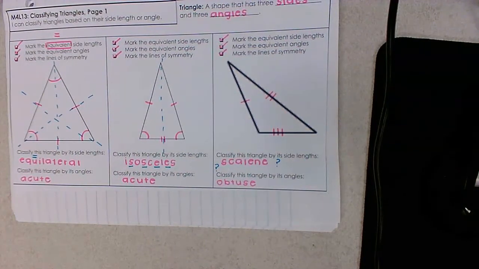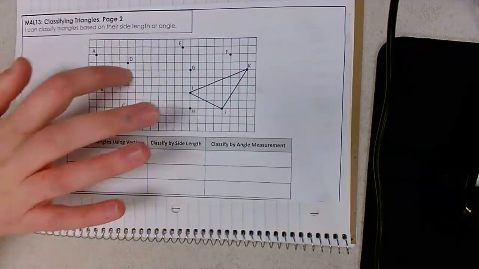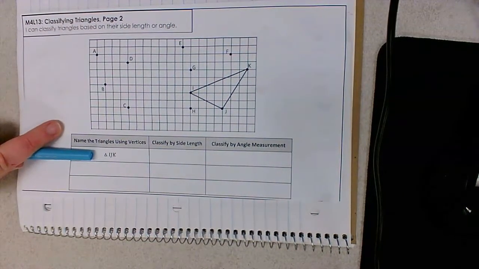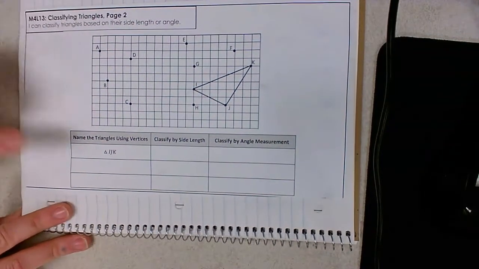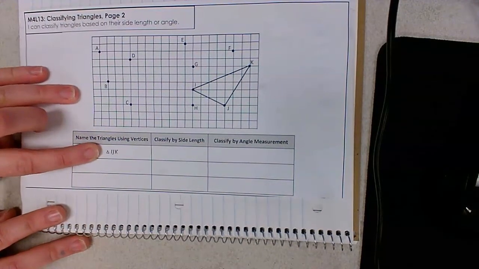So let's practice finding, locating, and naming some triangles as well. We're going to use the points that are inside of this grid to build 2 new triangles. They've already built a triangle for us called triangle IJK. When we label a triangle, we use the triangle symbol and the 3 letters of the 3 endpoints that connect together to form that triangle.